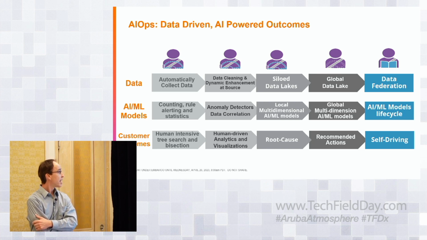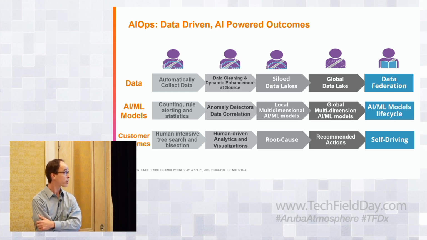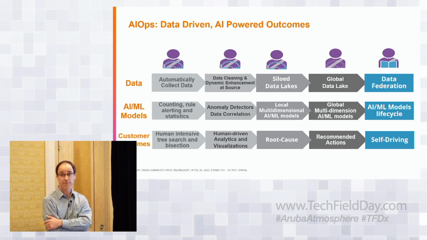On the customer outcome side, if you have a very basic level of data modeling, what you're basically giving customers is a bunch of alerts and events, and they have to use their brain as the neural network to figure out what's wrong. As you advance, you could have machine learning algorithms that aggregate and correlate, multidimensional models that start root causing, recommending solutions, and ultimately self-driving.